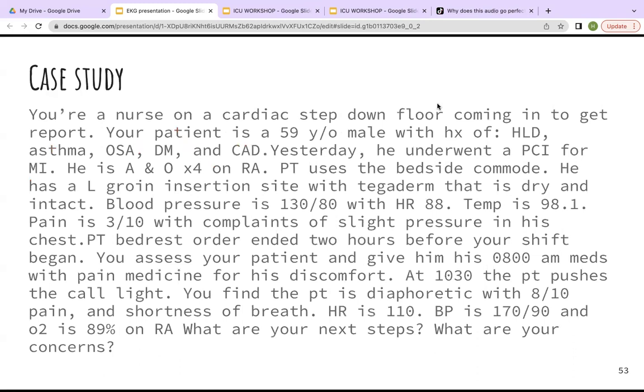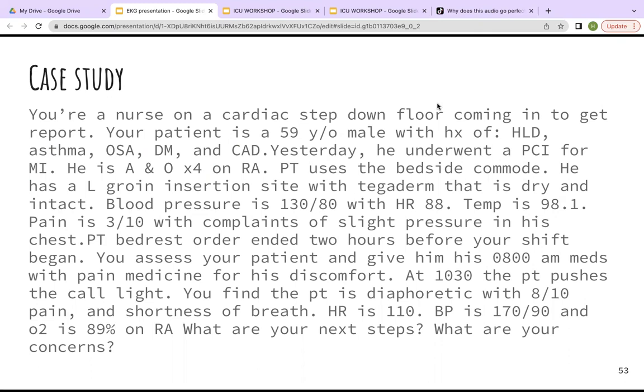So let's do a case study. You are a nurse on a cardiac step-down floor coming in to get report. Your patient is a 59-year-old male with history of hyperlipidemia, asthma, obstructive sleep apnea, diabetes, and coronary artery disease. Yesterday, he went for a PCI for a myocardial infarction. He is A&O x4 on room air.